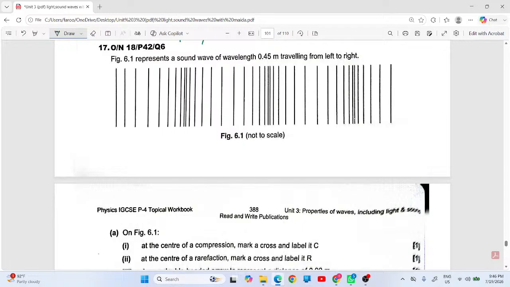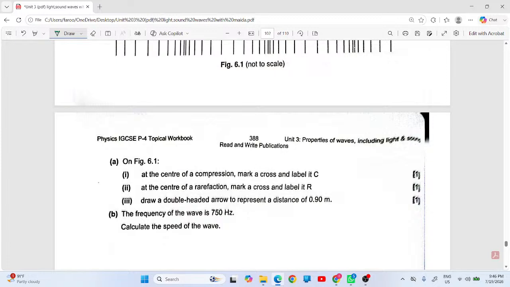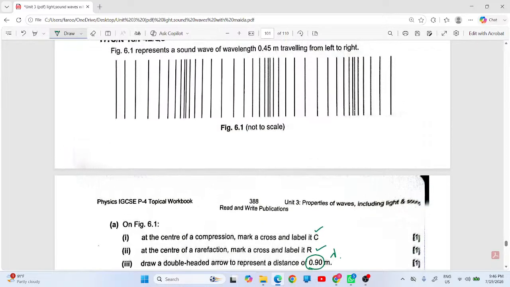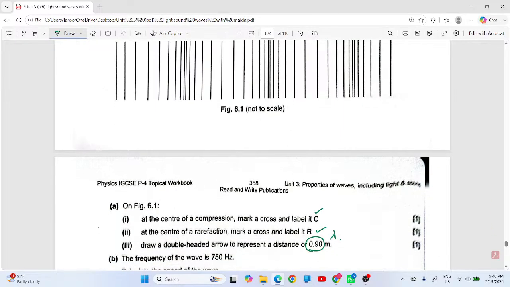No. Next is question number 17. Figure 6.1 shows a sound wave of wavelength 0.45 meter traveling from left to right. On figure 6.1, at the center of compression mark C, at the center of rarefaction mark R, and draw a double-headed arrow to represent 0.90 meters. 0.90 meter is the wavelength, so it is double wavelength.